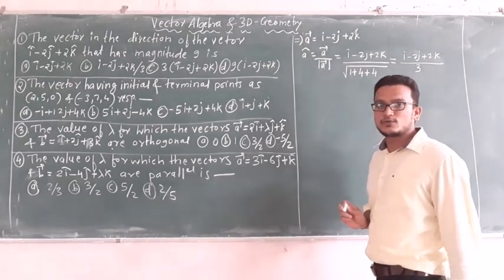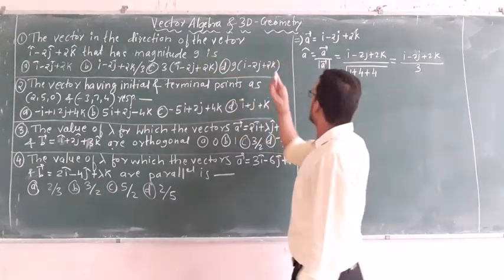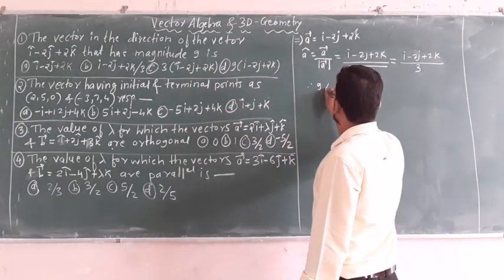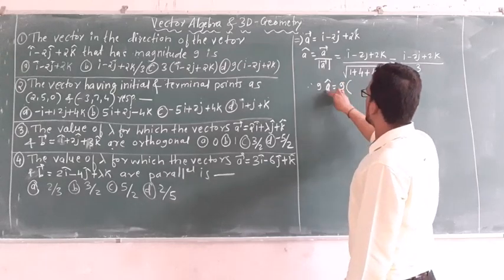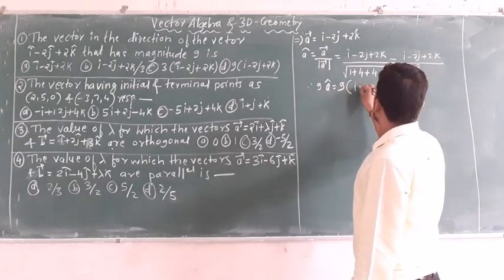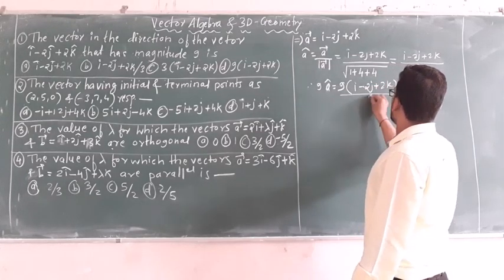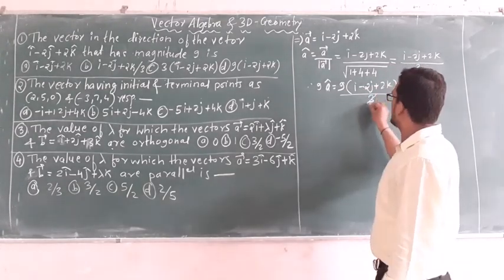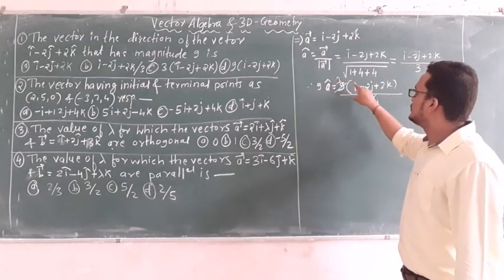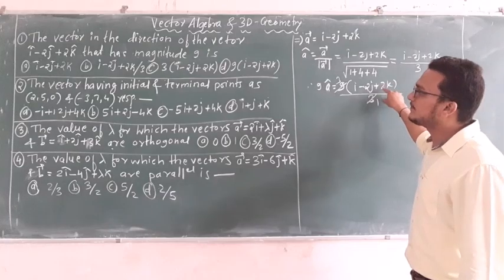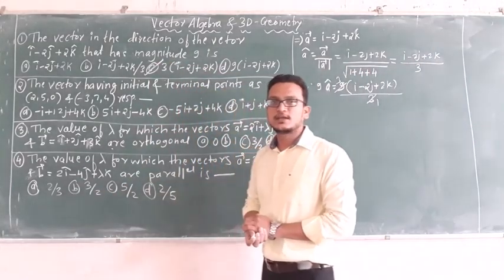This is the A cap value, but they have given the magnitude as 9, so you have to multiply by that magnitude. Therefore 9 into A cap, where A cap is i minus 2j plus 2k divided by 3. Here 3 ones are 3, 3 threes are 9. So the answer is 3 into i minus 2j plus 2k. Option C will be correct.